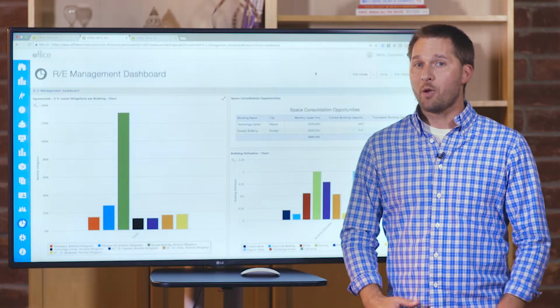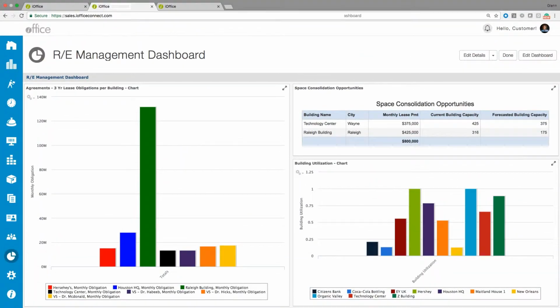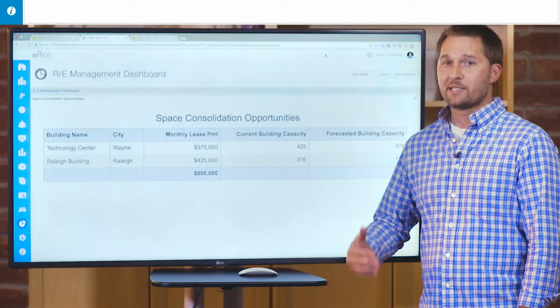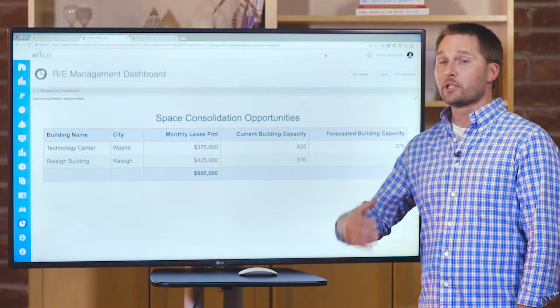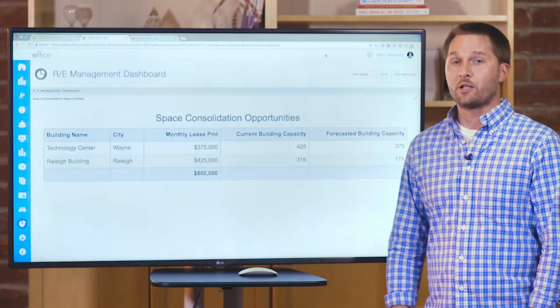This leads us to her second dashboard, which identifies how her organization is utilizing space and if there are any opportunities to consolidate and reduce real estate costs. As you can see in Sarah's Raleigh building, only 175 employees are forecasted to that building next year. The building can fit 316 employees. Sarah believes that her company could sublet some of the space in Raleigh, thus offsetting the real estate cost.